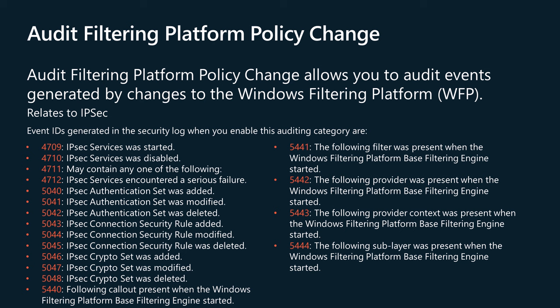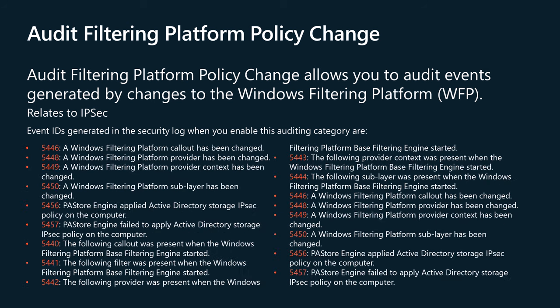This policy, when enabled, creates event telemetry with 40 different event IDs. These event IDs are also displayed on the screen. I won't read them out here, and you can either pause the video to read through them or review all of them in the documentation link below.